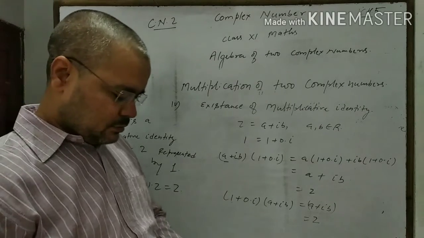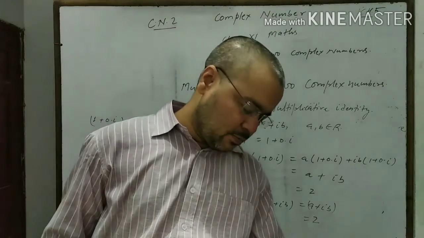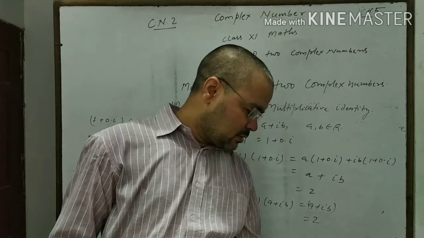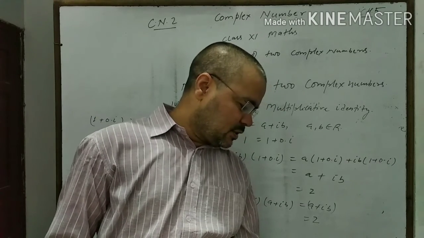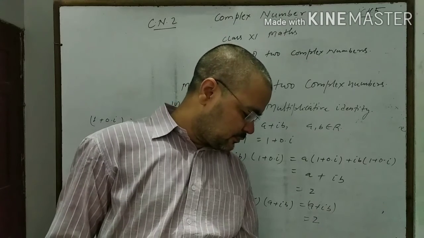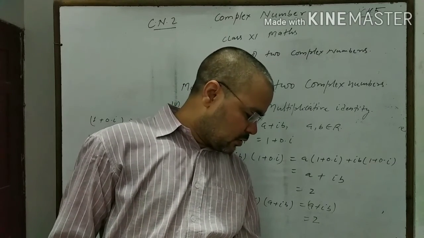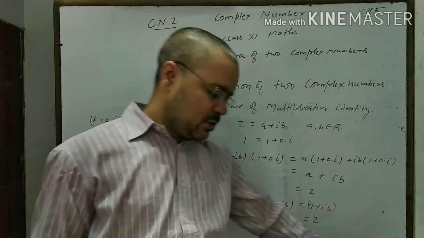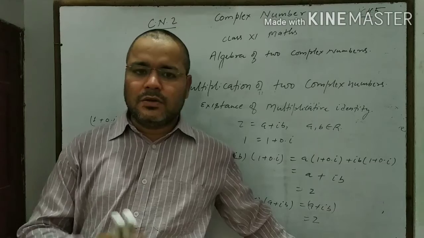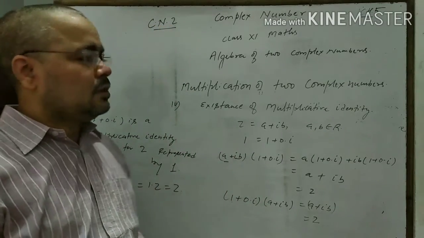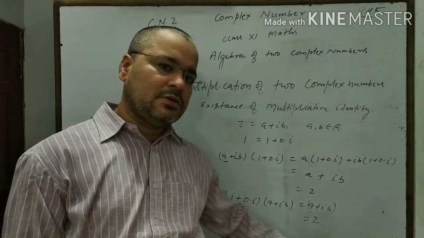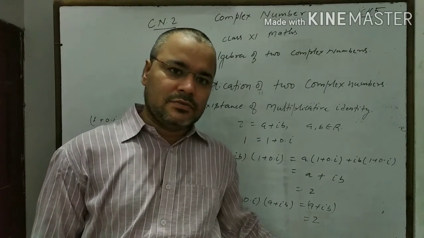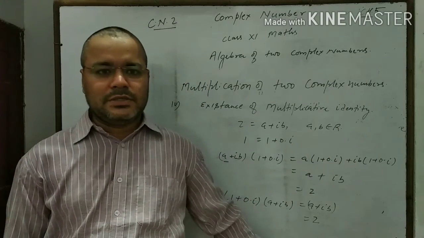There are so many things more: existence of multiplicative inverse, division of complex numbers, multiplication of complex numbers being distributive over addition of complex numbers. Again, integral powers of complex numbers, powers of i. There are so many things more which we will discuss in our next video, the third part of complex numbers. After that we will start the exercise related to this topic.